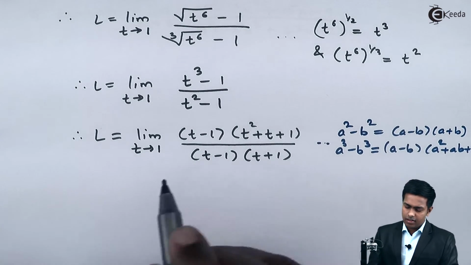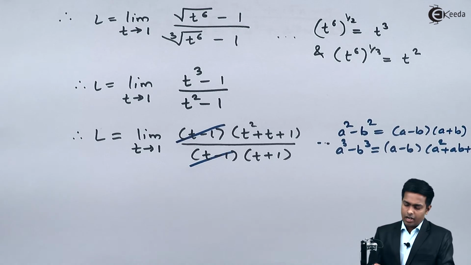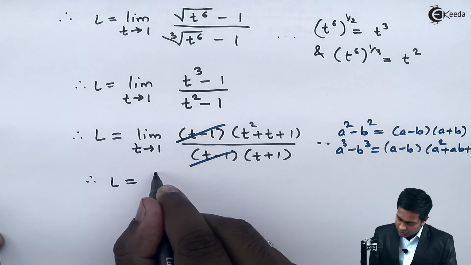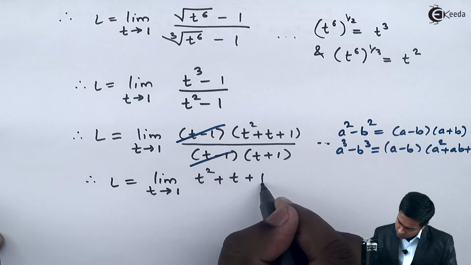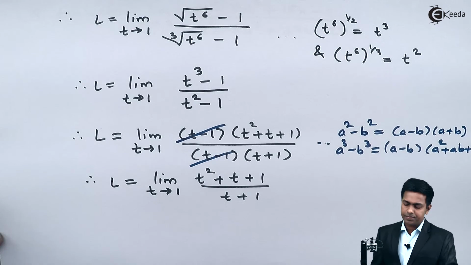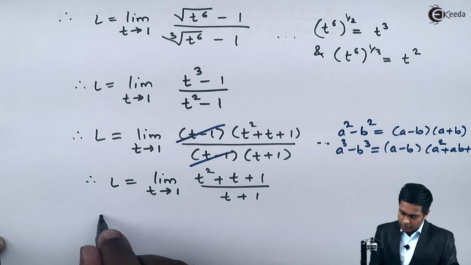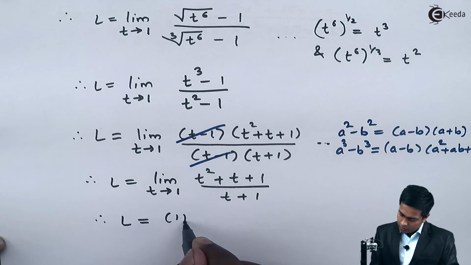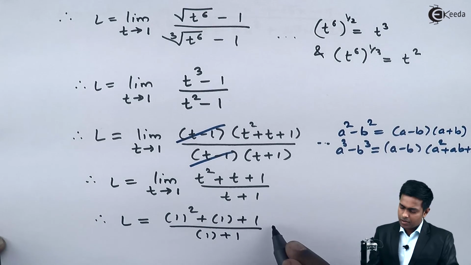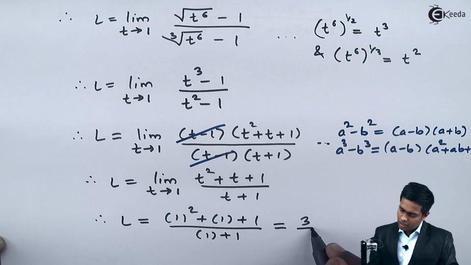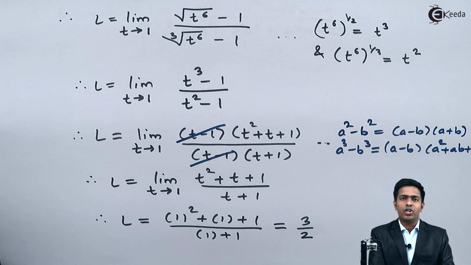After this we can cancel t minus 1 from both numerator as well as denominator and rewrite the remaining terms. Therefore L equals limit t tends to 1, (t square plus t plus 1) upon (t plus 1). In these terms we can apply the direct method, so that we will get L as (1 square plus 1 plus 1) whole divided by (1 plus 1), and it is nothing but 3 upon 2. So hence the value of the limit is 3 upon 2. Thank you.